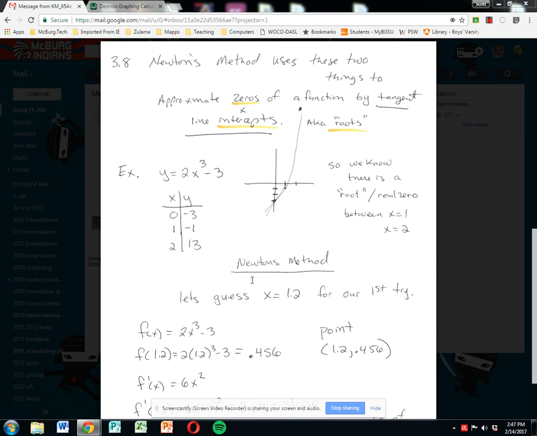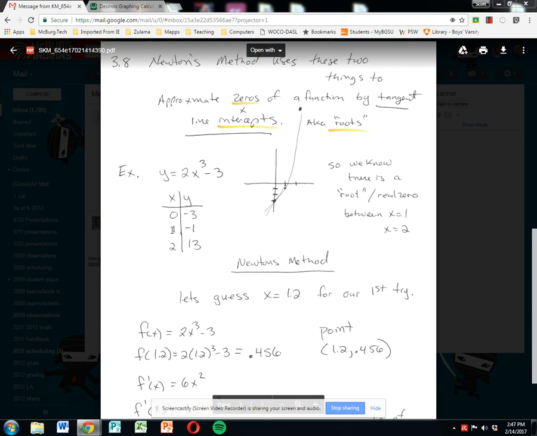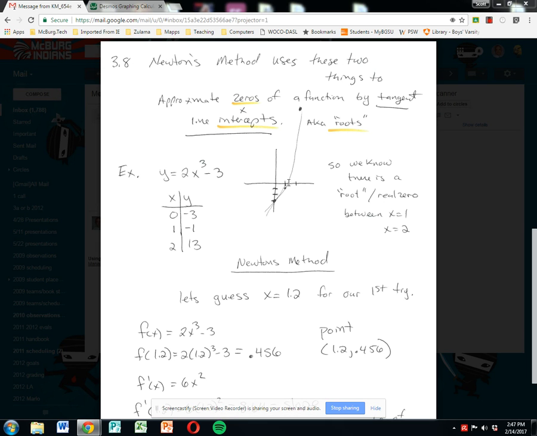We're going to use both of these things to approximate zeros of functions by tangent line intercepts. If we don't know one of the roots, or one of the x-intercepts of the function, we guesstimate. After we guesstimate, we can use Newton's method to get better and better guesses subsequently. Dealing with the equation y equals 2x cubed minus 3, we know that there's a root somewhere between 1 and 2. If 1 maps to -1 and 2 maps all the way up here to 13, then somewhere between the two there must be a crossing, so there must be an x-intercept.